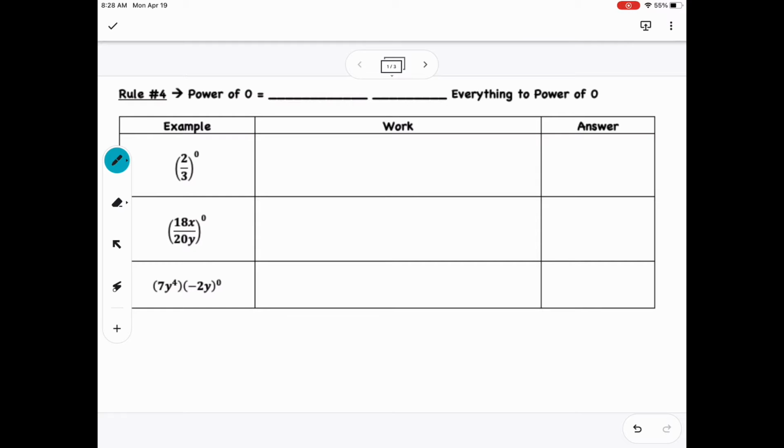Today's lesson, we're going to continue talking about learning target 1, but dealing with rule number 4, which is talking about power of 0. So when we have a power of 0 to anything, we cancel out everything to that power. For the first example, I have 2/3 to the 0 power. Even if I didn't quite understand what this is, I know what 2/3 is, and I could put it into my calculator. So anytime I do anything to the 0 power, I will get the value of 1.